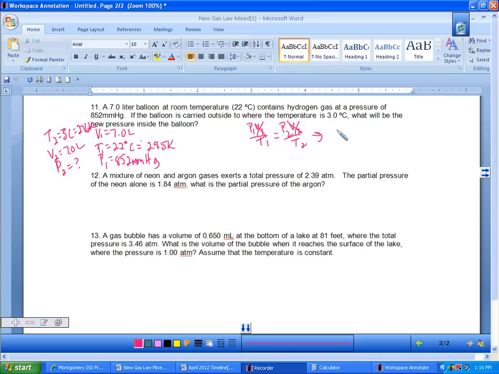So now I have pressure 1, which is 852 millimeters of mercury, over temperature 1, which is 295, is equal to pressure 2, which is what I'm trying to find, over 276 Kelvin. Pressure 2, if I do that correctly, is going to be 1.05 atmospheres.